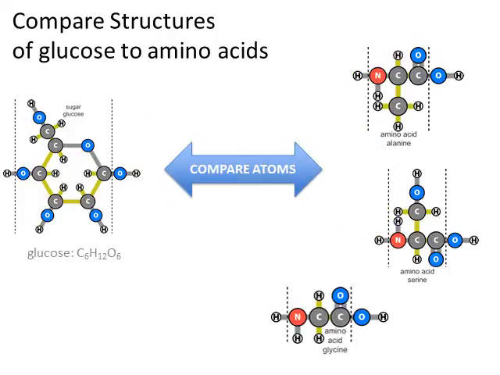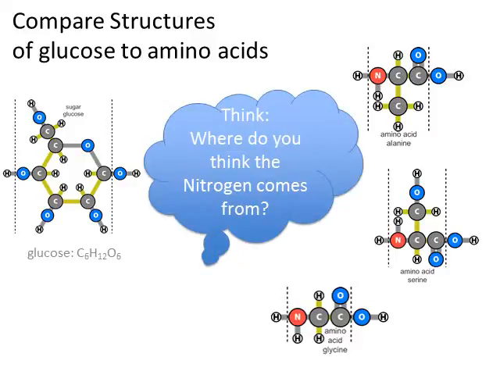How about proteins? Compare the atoms in glucose to those in proteins. What's different? So hopefully you noticed that proteins have nitrogen in them, an element that isn't in glucose. So where do cows get their nitrogen?